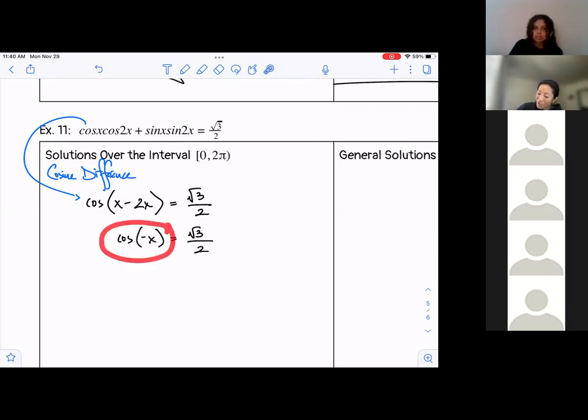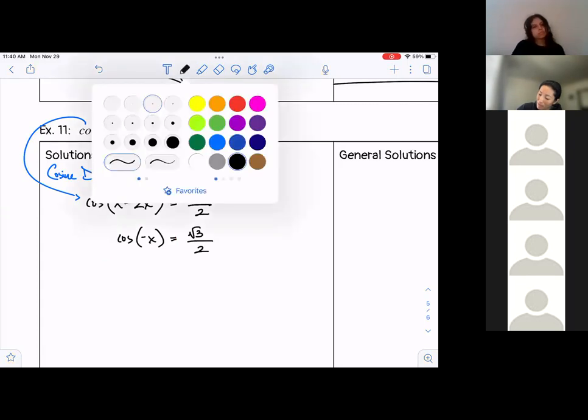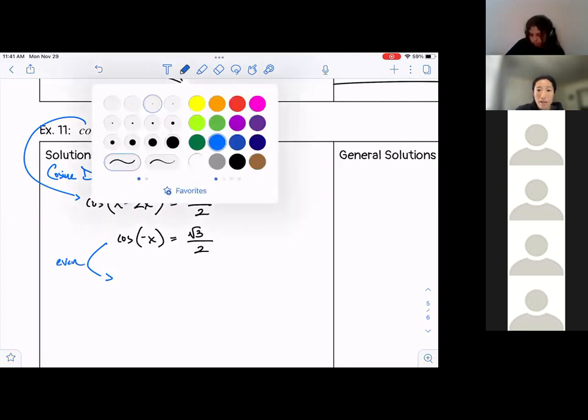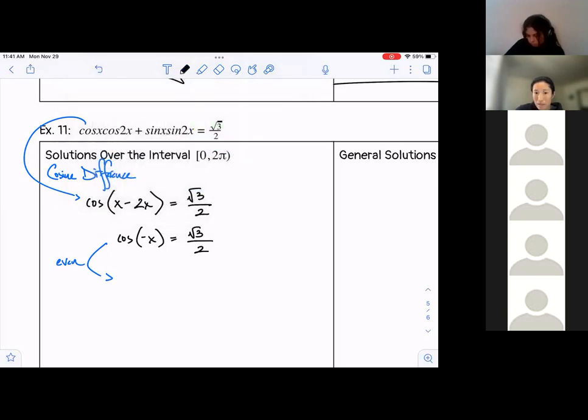Now, what identity should I use to rewrite that left-hand side? The odd-even identities? Good. And in particular, is cosine even or is cosine odd? Even. Cosine is even. Great. And so what's another way to write cosine of negative x? Good. We can rewrite it as cosine of x.